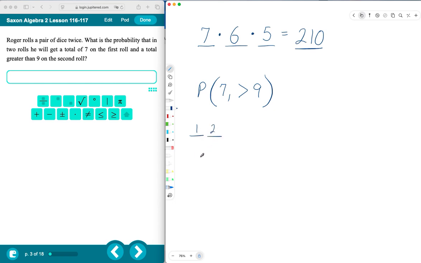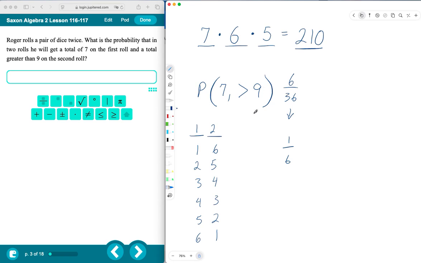So we could have a 1 and a 6. We could have a 2 and a 5. We could have a 3 and a 4. We could have a 4 and a 3. We could have a 5 and a 2. And we could have a 6 and a 1. So 1, 2, 3, 4, 5, 6 out of 36, we know that that reduces to 1 out of 6, right?